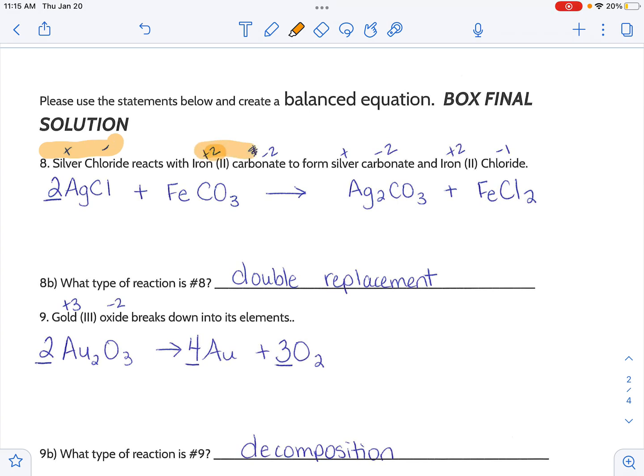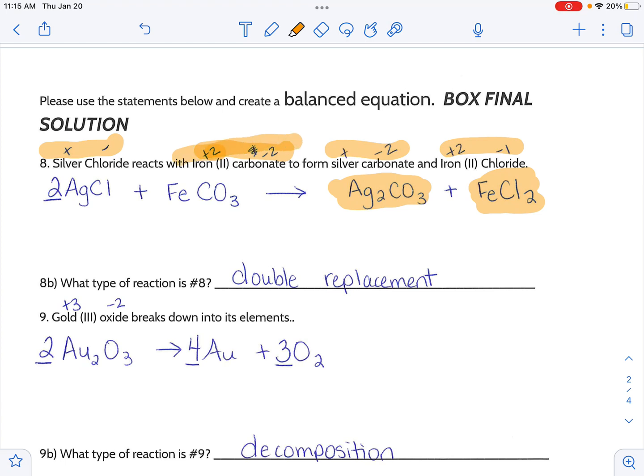I do put the charges above so that when I make the formula, I make sure that the charges are balanced. If your charges are not balanced out to 0, for example, with the silver carbonate here, if you wrote that as AgCO3, you're not going to be able to get things balanced correctly. Or if you wrote iron 2 chloride as FeCl, again, you're going to have a hard time with balancing. So you want to first make sure that you're writing your formulas correctly.